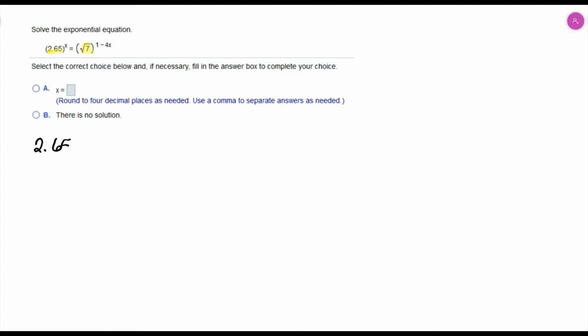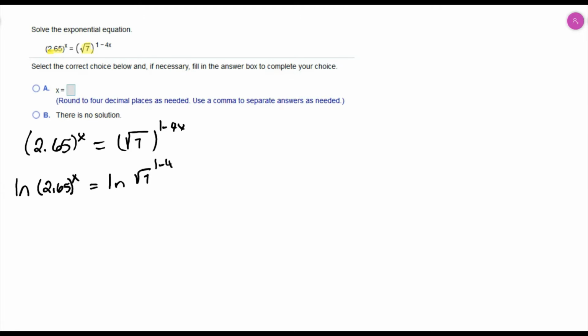So let me write the original question. 2.65 to the x equals square root 7 to the 1 minus 4x. I'm going to take the log of both sides, that's natural log of 2.65 to the x, natural log of square root 7 to the 1 minus 4x. And now because we've introduced the log into our equation, we can use the power rule. The power rule allows us to take these powers in front of the log, and it takes the variable out of the exponent. So using the power rule, we get x times natural log of 2.65 equals 1 minus 4x times natural log square root 7.